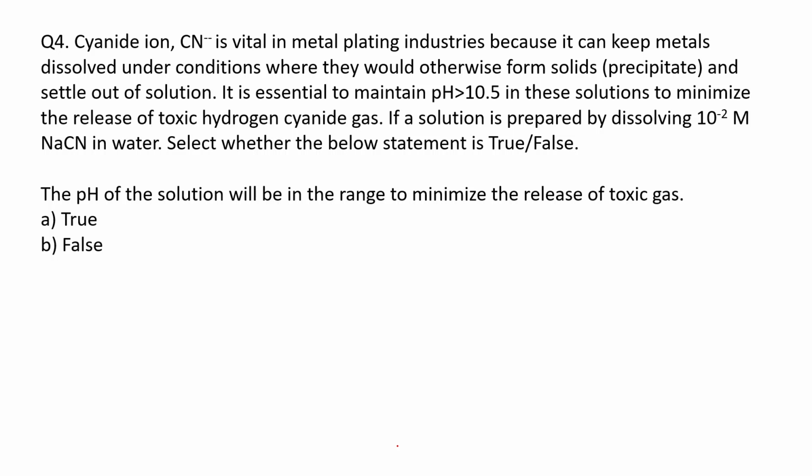Cyanide ion is vital in metal plating industries because it can keep metals dissolved under conditions where they would otherwise form solid precipitate and settle out of the solution. It is essential to maintain pH more than 10.5 in this solution to minimize the release of toxic hydrogen cyanide gas. So they need to form the equilibrium between the gas, and we'll write the equation, HCN.